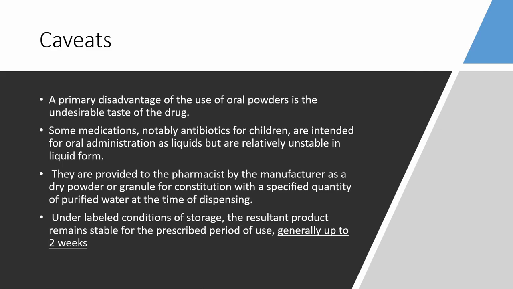Some medications, notably antibiotics for children like powders for suspension, are intended for oral administration as liquids, but they are unstable in liquid form. So you do not ship them as liquids. What you can do is ship them separately as a powder together with the diluting agent. Then you create the solution or suspension at the time of administration or at the time of purchase by mixing the two together and reconstituting them. You can do this for your patients. You can ask them, would you like me to make the solution for you? Or you can give instructions to the patient on how to do it on their own.